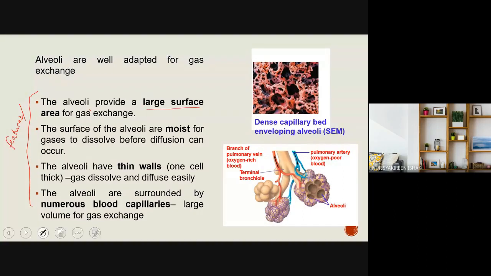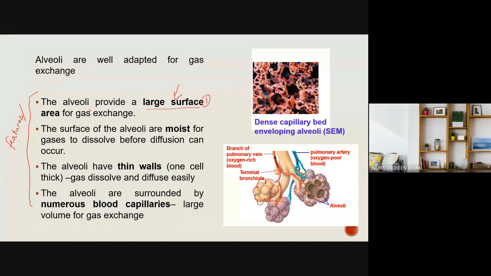So if you look at its structure, it is like this. It is highly folded, something like that. So this is to increase surface area, and it is covered with many blood capillaries. Therefore, it provides a large surface area to allow gas exchange to occur. Okay, so this you must remember.